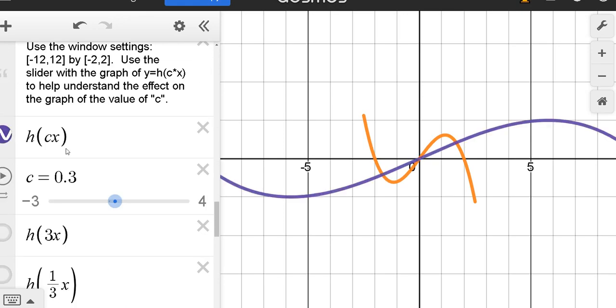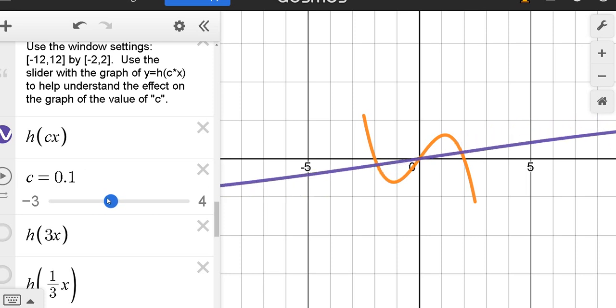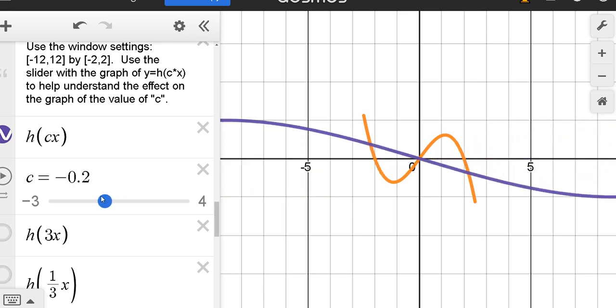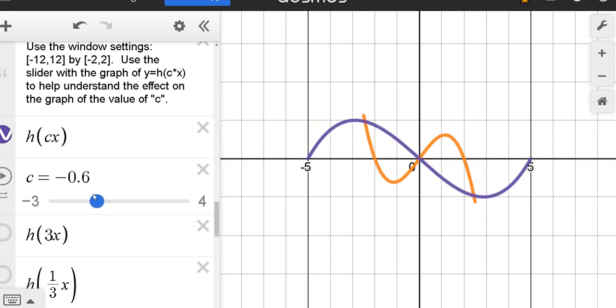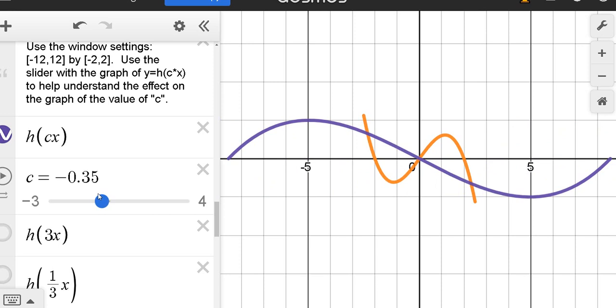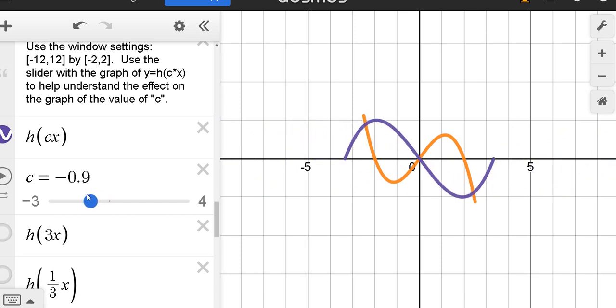That is, if C is between -1 and 0, it's going to stretch the graph, although it's already been reflected around the y-axis. And if C is less than -1, then it's going to shrink the graph. So the same two things are happening, they're just now happening with the graph reflected. All right, good question, thank you.